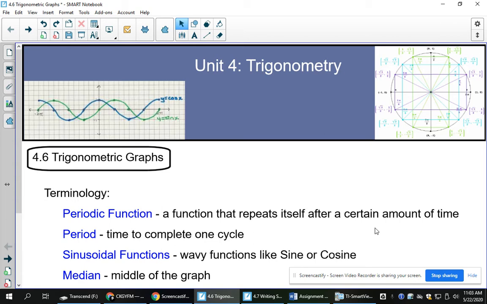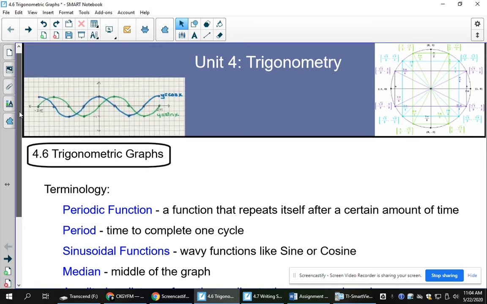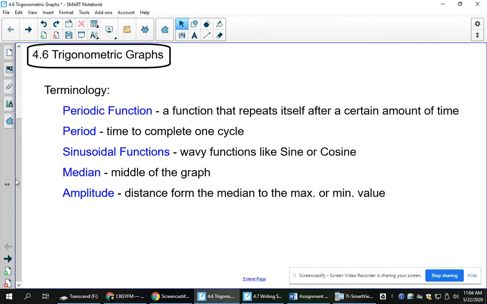So a trig graph, also called a sinusoidal function, is a periodic function. That means that it keeps repeating. They look like waves, and if you know anything about what a wave looks like, it's identical over and over and over again. That's what we mean by periodic function. The period is how long it takes to complete one full wave, so one full top of the wave and one full bottom of the wave.